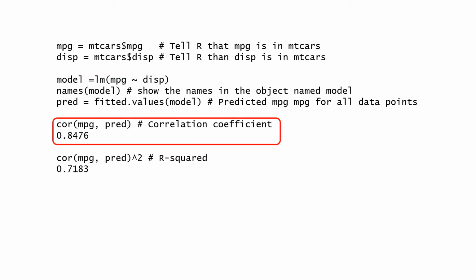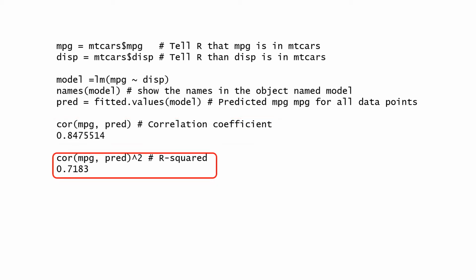The line of code COR(MPG, PRED) computes and displays the correlation coefficient for MPG and PRED. It equals 0.8476. Finally, I find the squared correlation coefficient, and it equals 0.7183. This is the same value we found earlier for r squared.